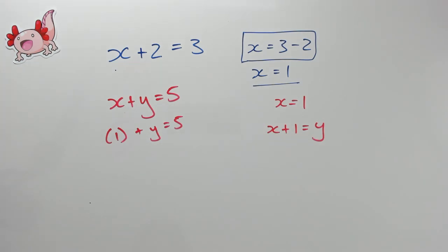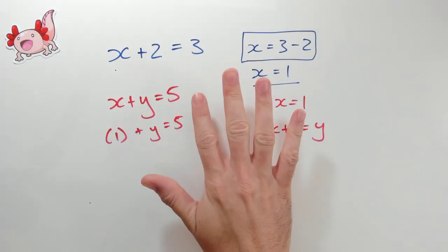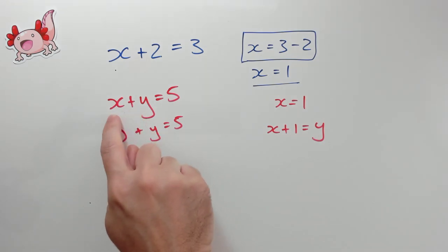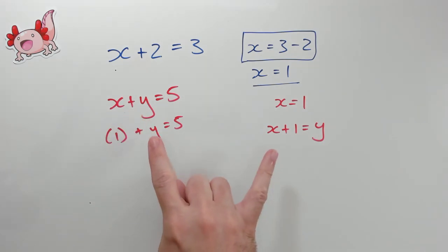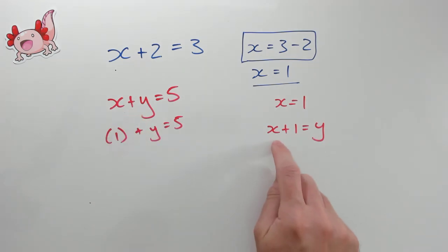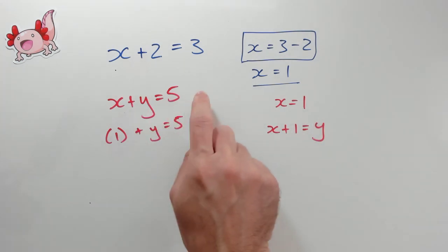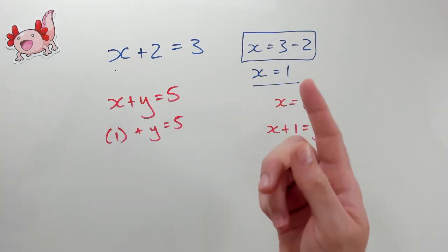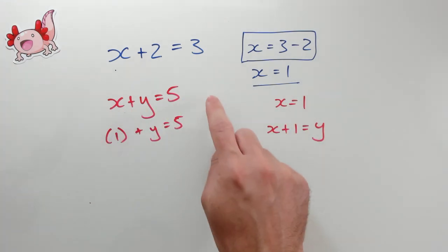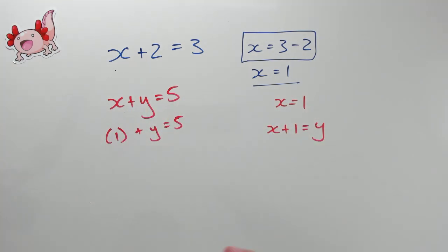There are different ways of doing it, and we're going to look at them in the next videos. I just wanted to make sure you understand that whenever we have one variable, it's easy to solve. When we have two variables, it's not so easy, and we need another equation or another rule that applies. Similarly, if we had three variables, we may need three equations, and so on.